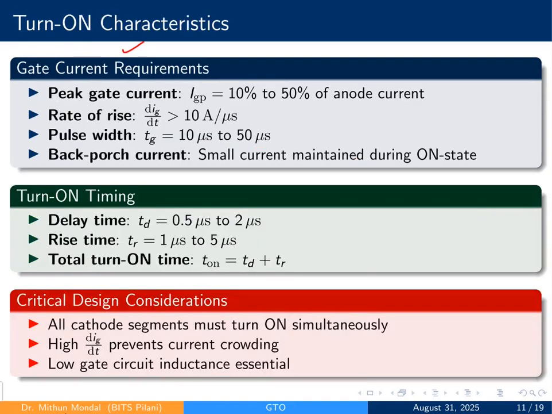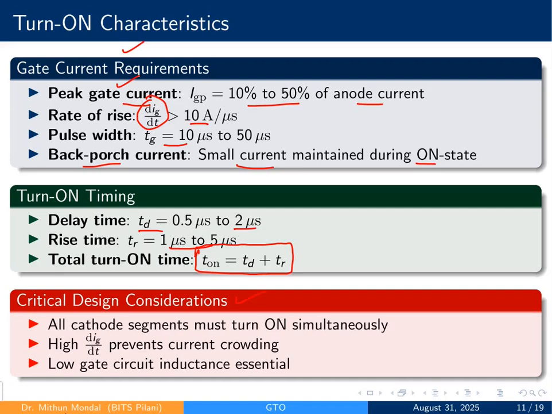Turn on characteristic: we require a gate current. The peak gate current should be around 10% to 50% of the anode current, and the rate of rise of the gate current should be greater than 10 ampere per microsecond. The pulse width of the signal should be around 10 microsecond to 50 microsecond, and there is something known as back porch current, which is a small current maintained during the on state of the GTO. The delay time of the pulse is 0.5 microsecond to 2 microsecond. The rise time lies between 1 microsecond to 5 microsecond, and the total turn on time is the summation of delay time plus rise time.